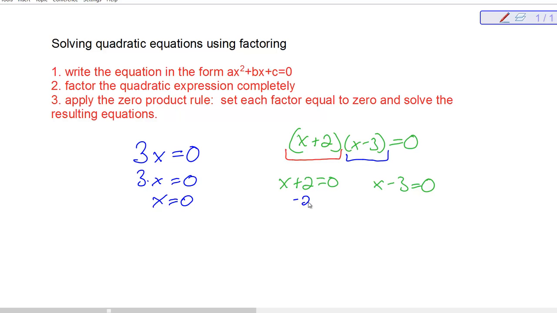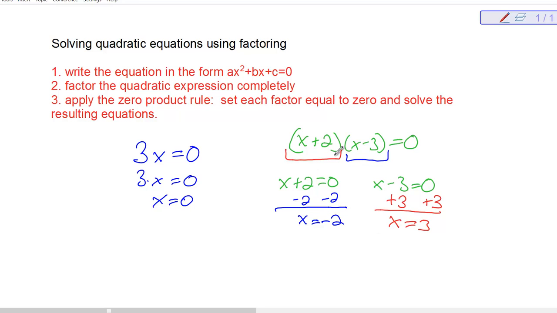So whenever I do that, I subtract 2 from both sides, because remember, the opposite of adding 2 is subtracting 2. That way the positive 2 and the negative 2 cancel each other out, and I get x is equal to negative 2. Come to the other equation, x minus 3. The opposite of subtraction is addition, and whenever I move it across the equal sign, that's when I change the sign because I want to cancel these out. And that gives me x is equal to 3.